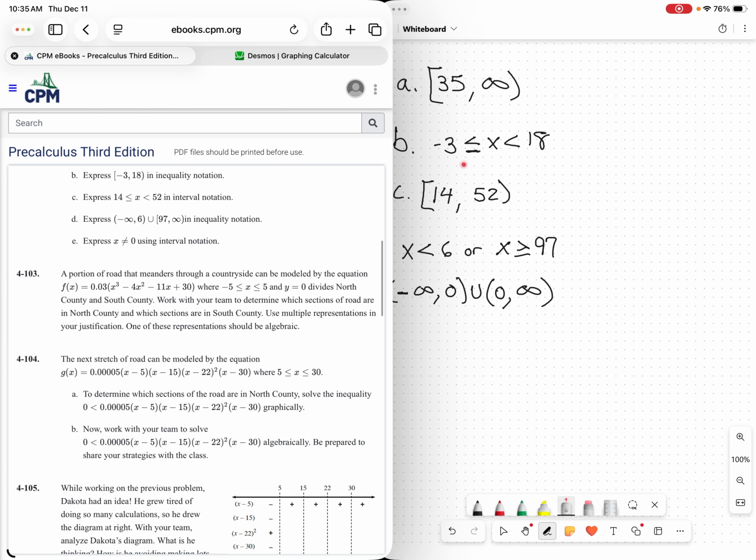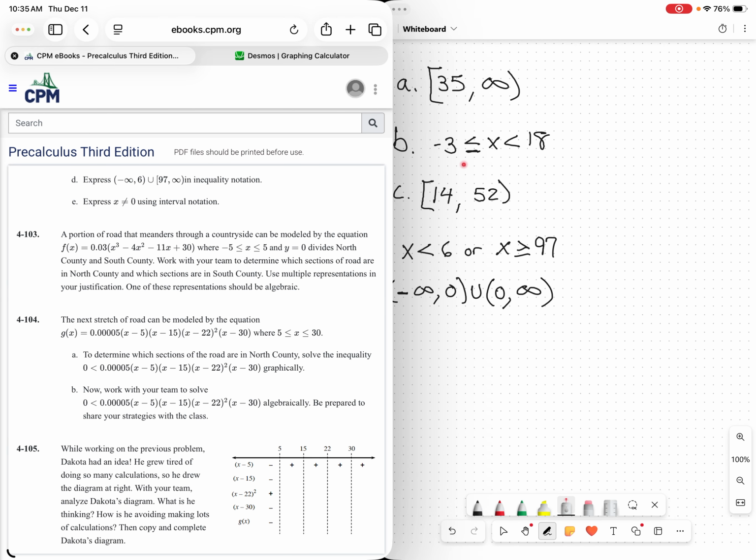Okay, let's look at the next one here, 103. A portion of the road that meanders through the countryside can be modeled by the equation. We have this equation where -5 is less than x is less than 5, and this is kind of our bounds, and then x equals 0 divides the north and the south. Work with your team to determine which sections of the road are in the north and in the south. Use multiple representations to justify. One of these should be algebraic.